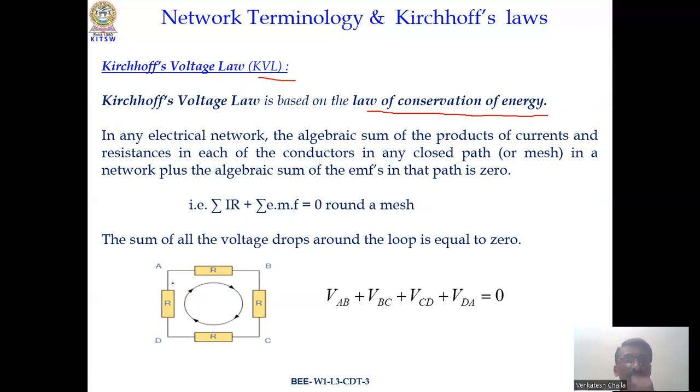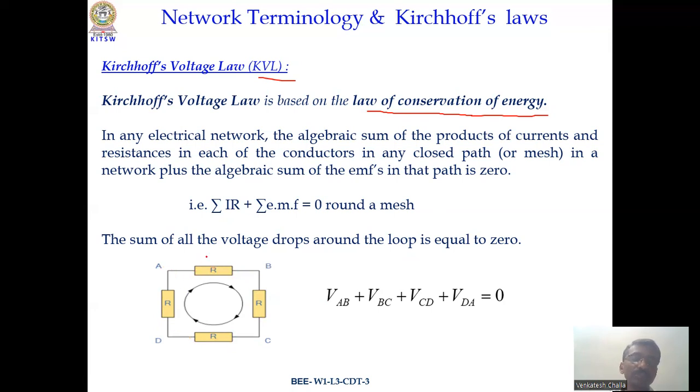If you take the voltages across all the elements of a mesh or a loop, the total voltage will be zero. This is because as you move from, let us say, point A to B to C to D and again back to A, if I move one round, again reaching the starting point, and consider the voltages of all the elements that are there in the path.